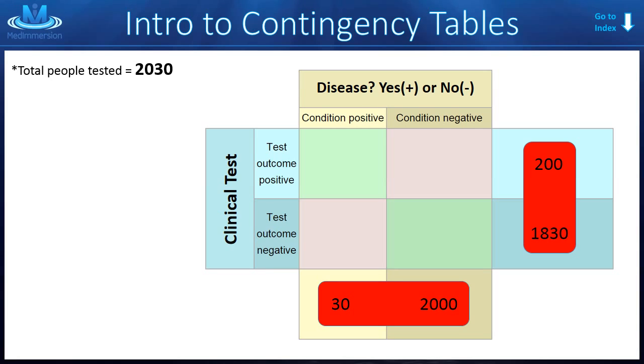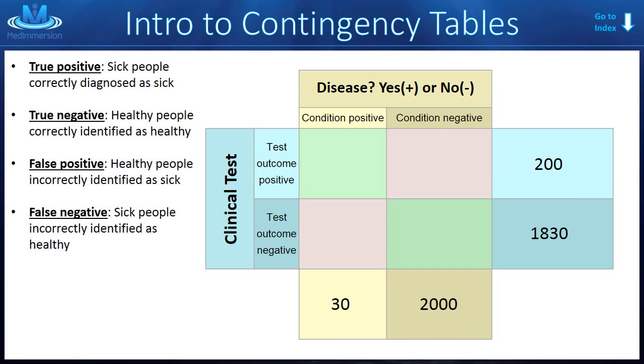Okay? Next up, let's define a few terms. The first term to define is true positive. The true positives are those people diagnosed as being sick by the fecal occult blood test who are confirmed to be sick by endoscopy. Next is true negative. Those are people who were diagnosed as not having a sickness or not having this cancer and were confirmed as not having it by endoscopy.